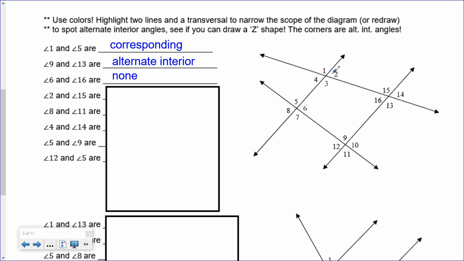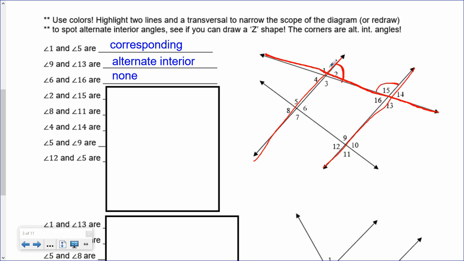Alright, 2 and 15. 2 is right here and 15 is right here. The line that they are both resting on is this one right here. Right? And the two lines that this line is crossing are this one and this one. Okay, you can see that when you trace this line, it's crossing this and this. So I have angle 2 and I have angle 15.